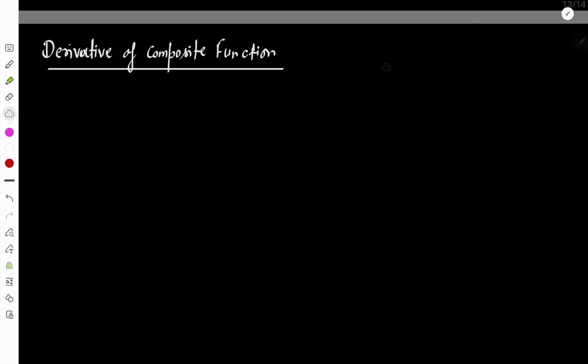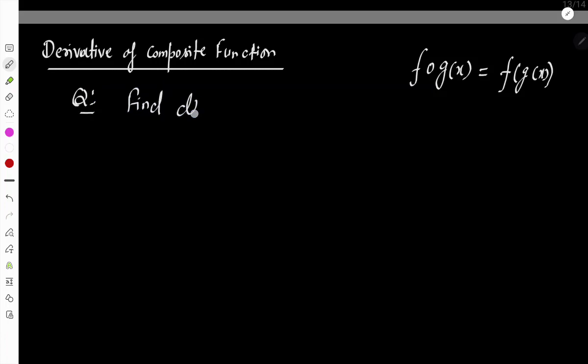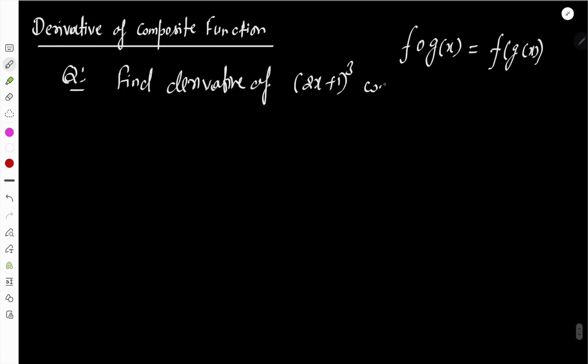Composite function, you know that f of g of x, f o g, correct or not? f o g of x, what is this? It means f of g of x, correct? So firstly I am taking one example here. Question one: find the derivative of (2x plus 1) whole cube with respect to x.